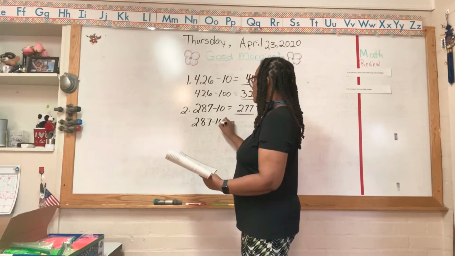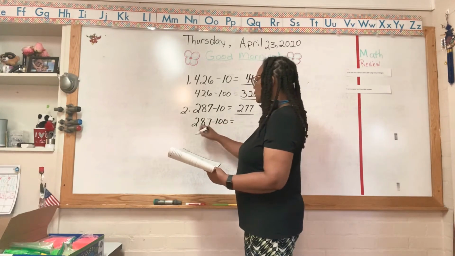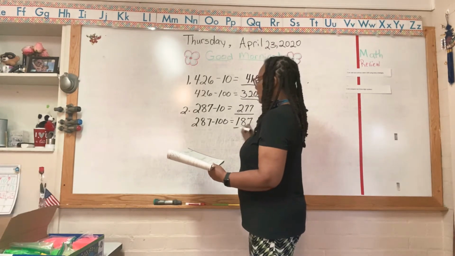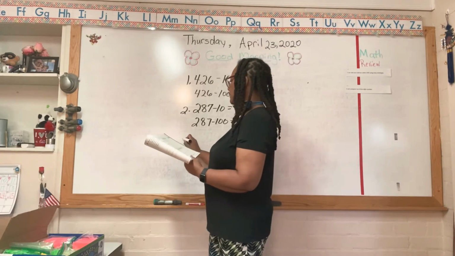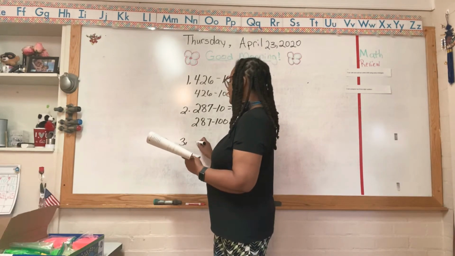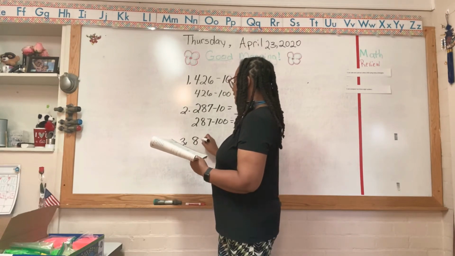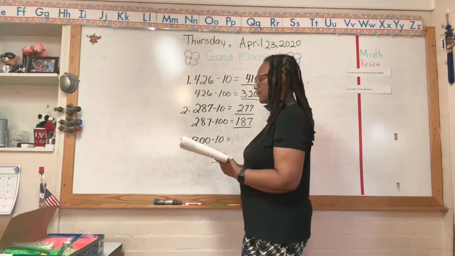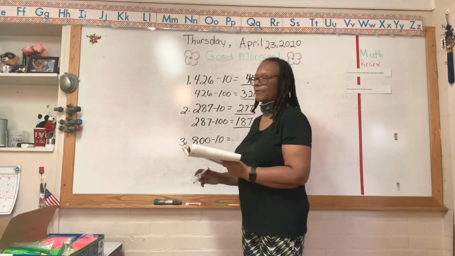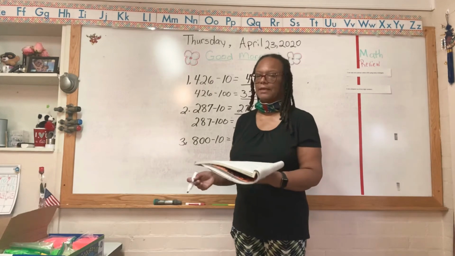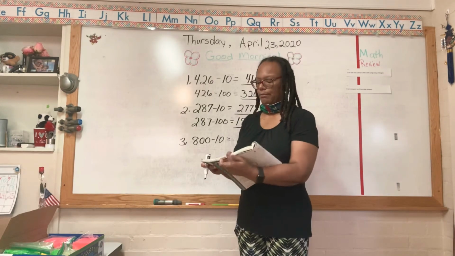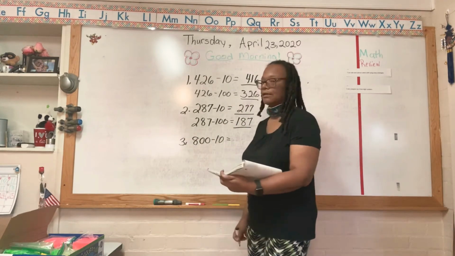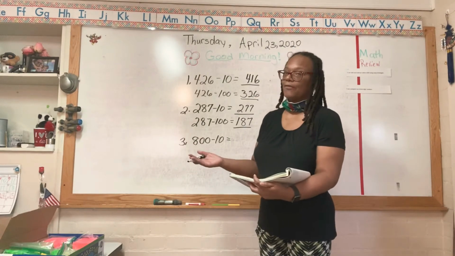287 minus 100 equals, take 1 from the hundreds place, 187. And number 3. Now this one takes a little bit of thinking here. 800 minus 10 equals what? Now you can't take 1 from the tens place because there's no tens. But if you were counting by tens backwards from 800, like you would be in 700.